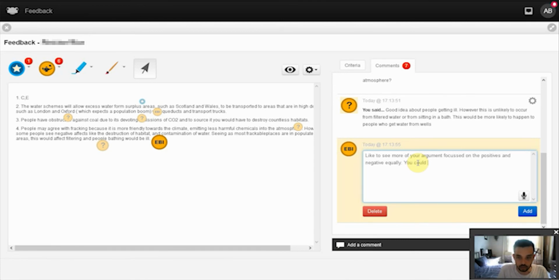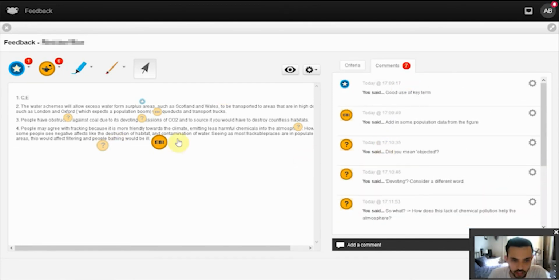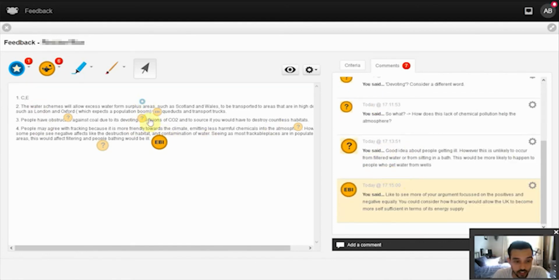You could consider how fracking would allow the UK to become more self-sufficient in terms of its energy supply. And click add. Now, what I then also do for all the students, after I've done that and I've put through all of these and they're all in the right places, is I would then go down here and I'm going to add a generic comment.